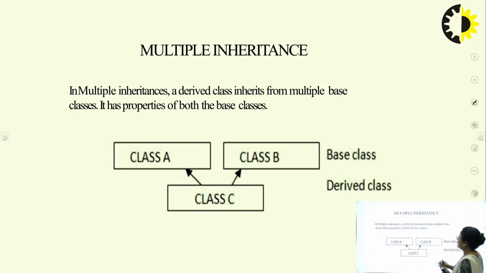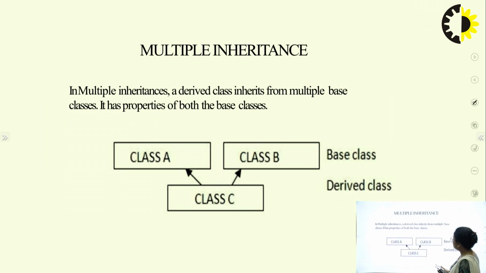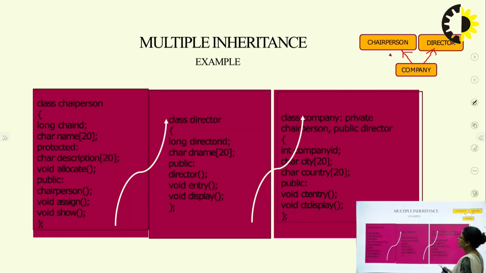This was multi-level. That means you have multiple levels of inheritance. In case of multiple inheritance, you have a derived class that inherits from multiple classes, and it has properties of both the base classes. So, you have a derived class which is inheriting from class A and class C. This is called multiple inheritance, where the derived class inherits not only from one class but from more than one class. This is how the coding looks like.